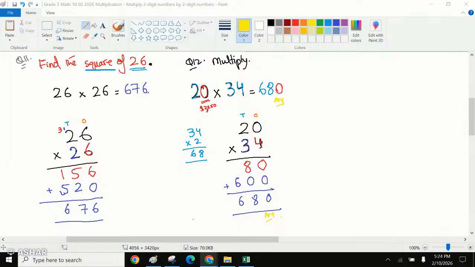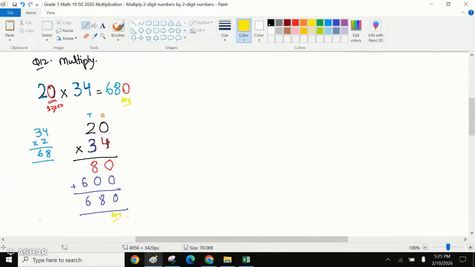Moving ahead to the next question. Let's see. Question number 13, multiply 41 by 12.